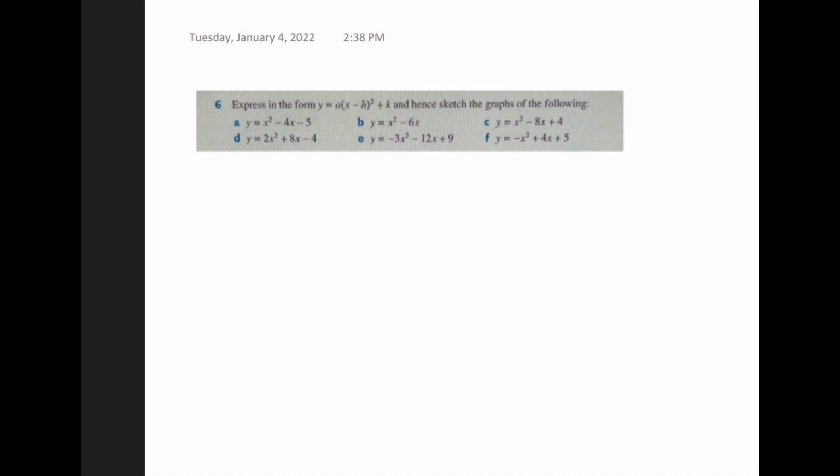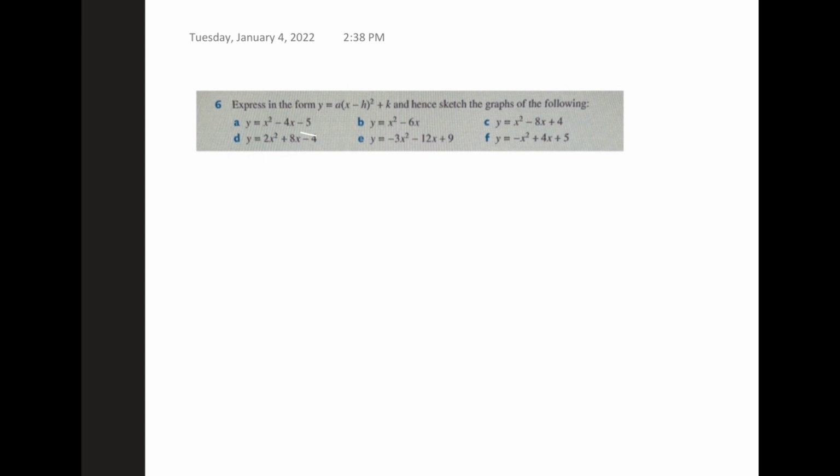So let's see the question again. Expressed in the form y equal to a(x minus h) squared plus k, and hence sketch the graphs of the following. When we look at the question, we understand that we have to start with completing the square, and then after getting the result, we can use it to find the maximum or minimum point, and after that we can sketch the graph. So let's look at question D.